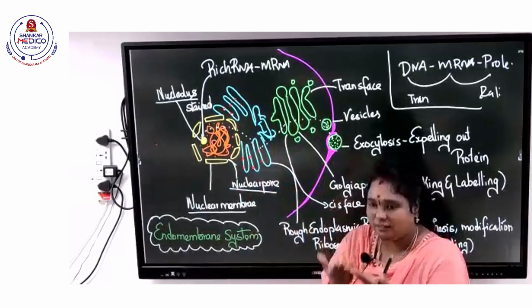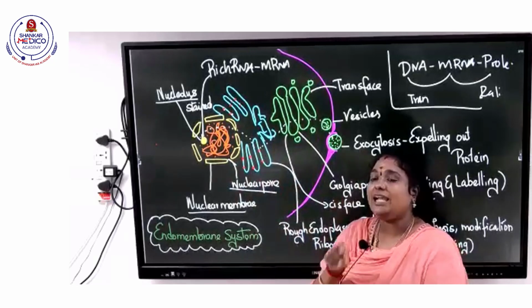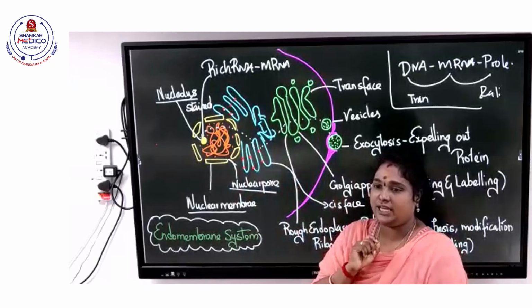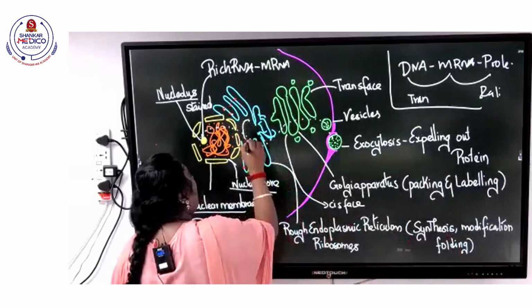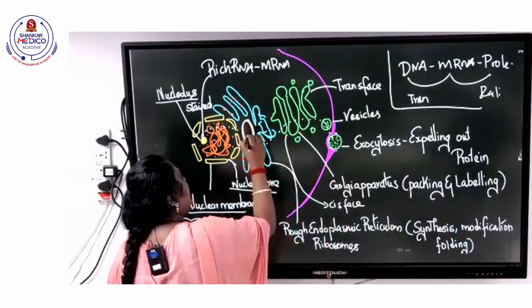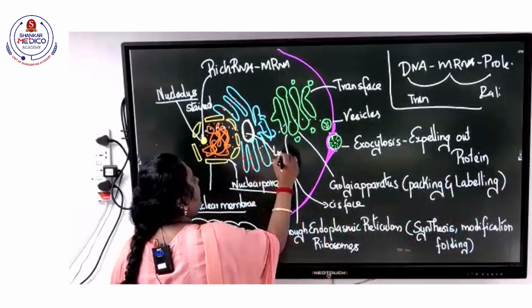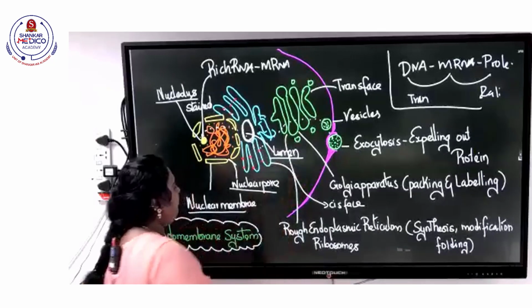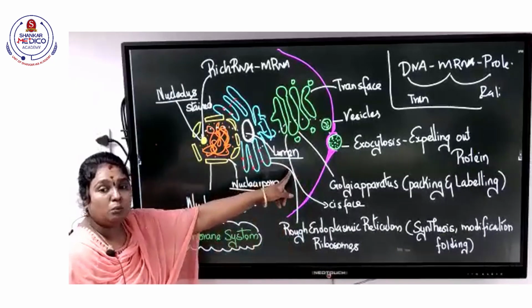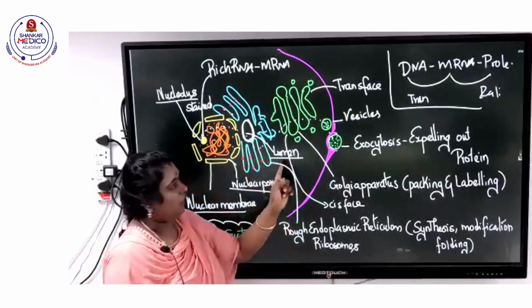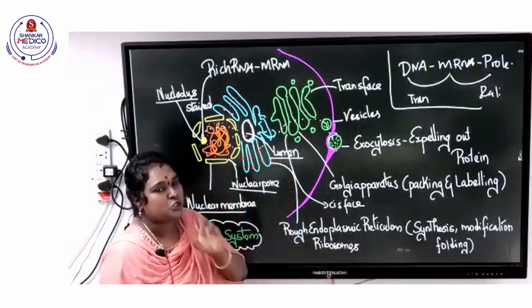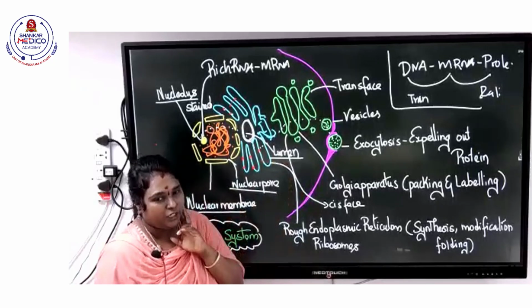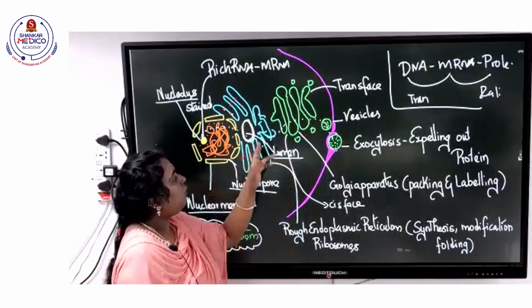Whatever protein the rough endoplasmic reticulum makes is an immature protein. This immature protein will be present inside the lumen of the endoplasmic reticulum, in the form of an immature protein.